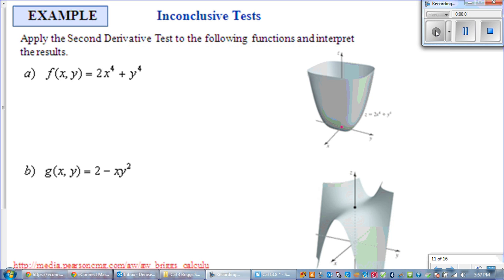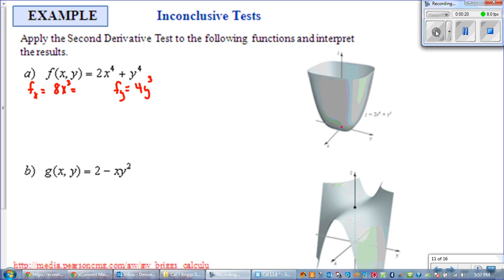Sometimes we'll have functions where the second derivative test is inconclusive. So let's look at a couple examples. Find the partial with respect to x, and you have 8x cubed. The partial with respect to y is 4y to the third.